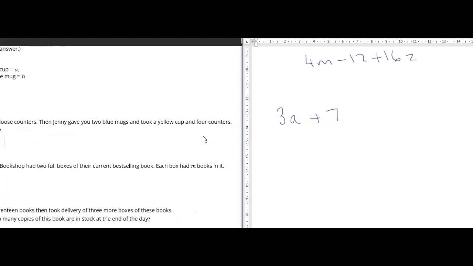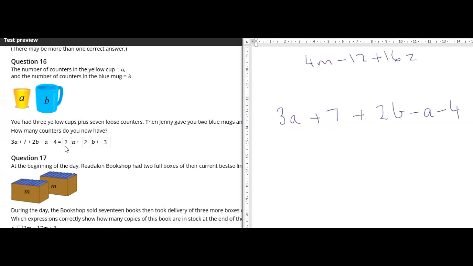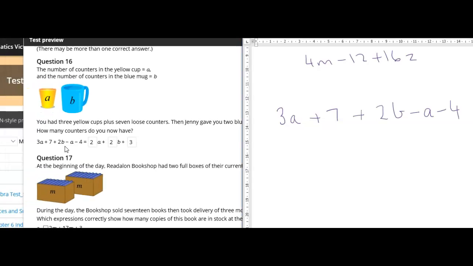So we're adding 2 blue mugs, and she took a yellow. So we're going to minus a yellow, which is A, and 4 counters. So we're going to subtract 4 as well. How many counters do you have now? It started off the expression for you, so you can see it's exactly what I've written there. And so we just have to simplify it.